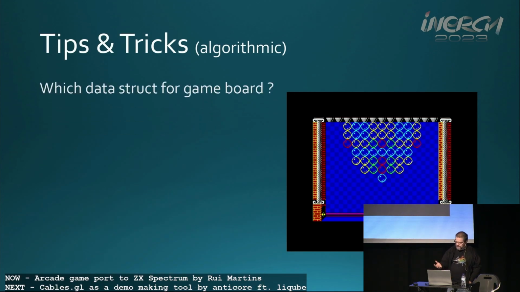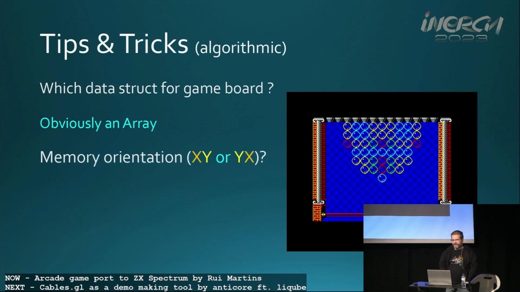Okay, for a game like this, what do you think should be the data structure for a game board like this? Anyone? An array, yep. So when we have an array, should the orientation be XY or YX? And why? As you saw, most of the game is vertical, right? So it will be a boost to access consecutive places if they are aligned. So YX should be the best orientation.